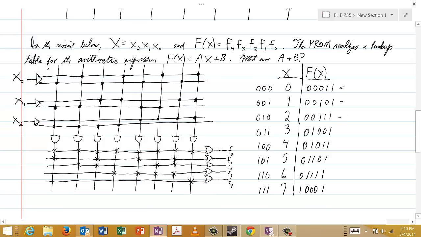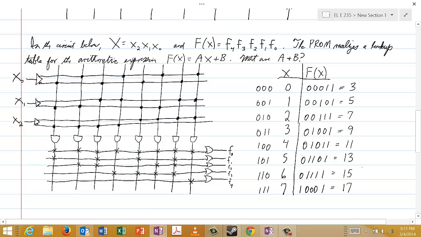And now we need to identify what each of those binary numbers is equal to. And that's easy. The first one, 00011, of course, is 3. The next one is 5, 7, 9, 11, 13, 15, and 17.